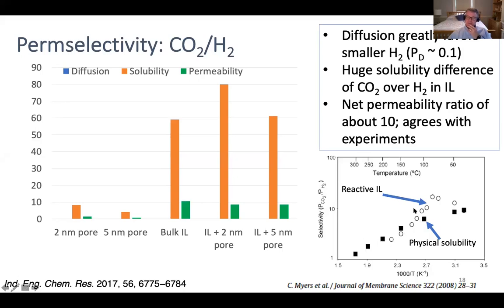These open symbols are for a reactive ionic liquid, which I'll say more about in a second, and it's possible at certain temperatures to get even higher than 10 selectivity for this particular system. So that's interesting, and I'll come back to that in a second. But we were pretty excited that we're able to match this more or less quantitatively.